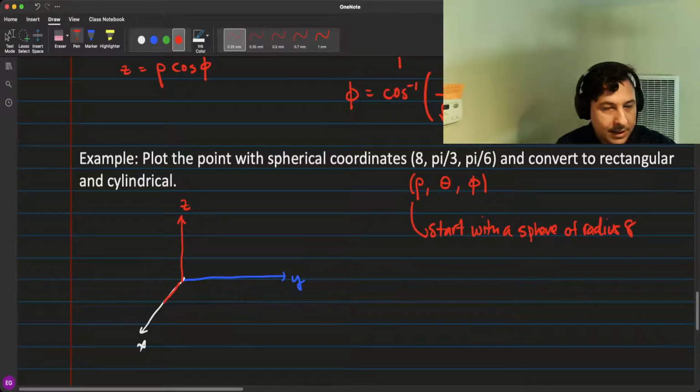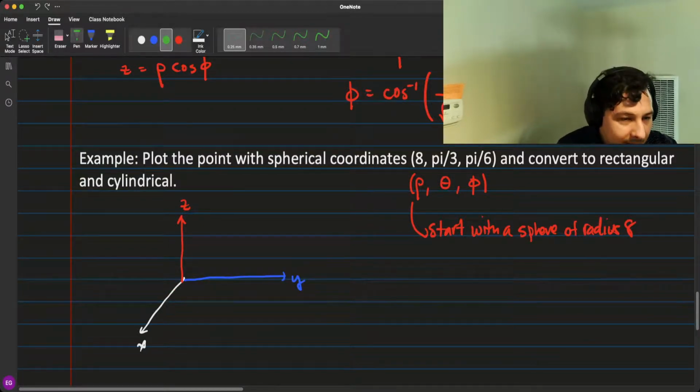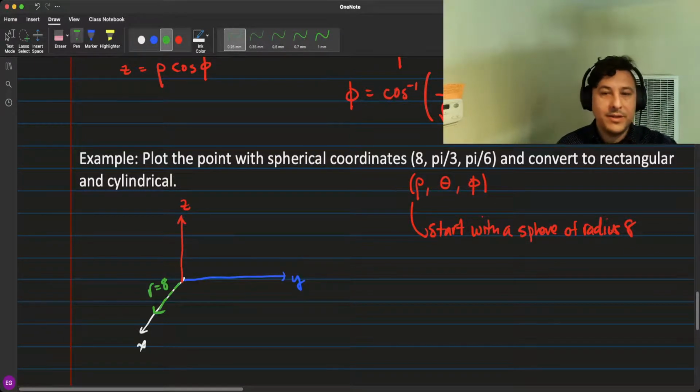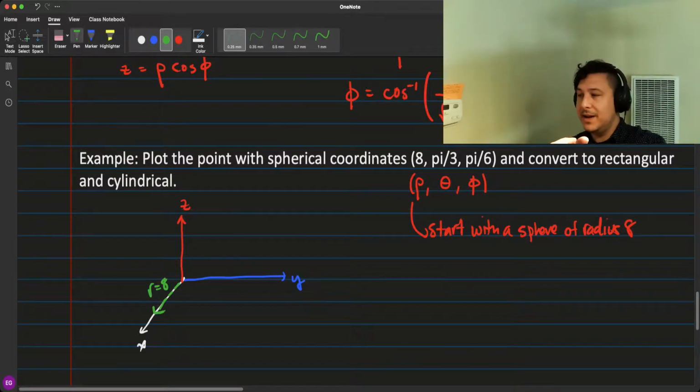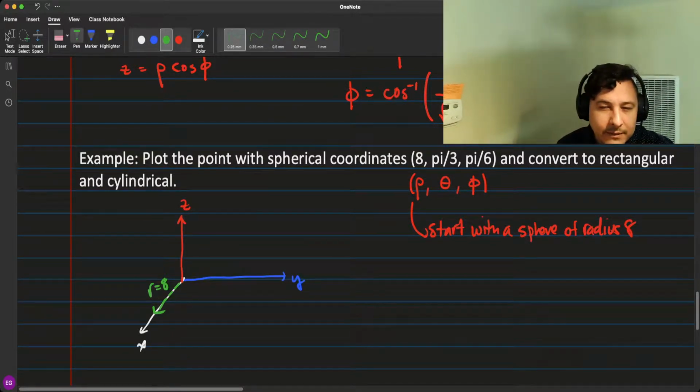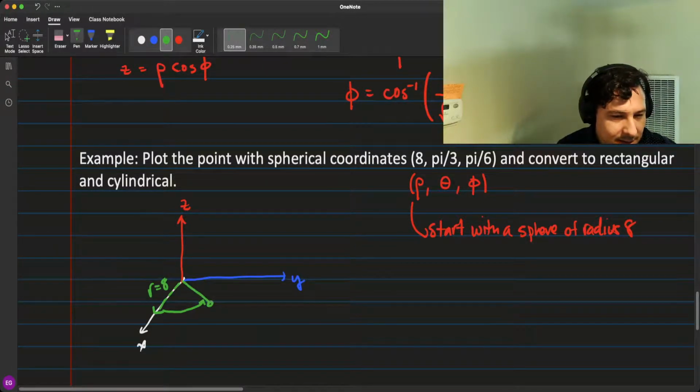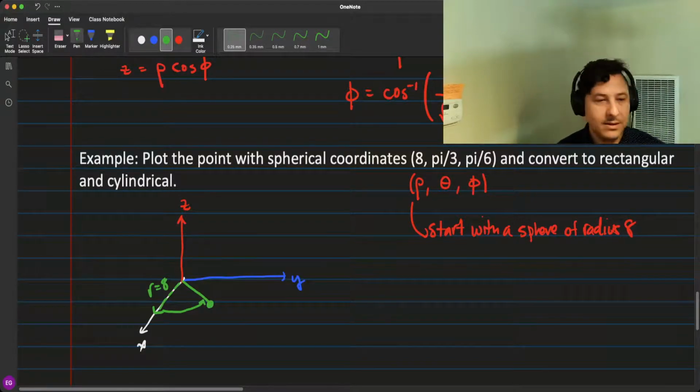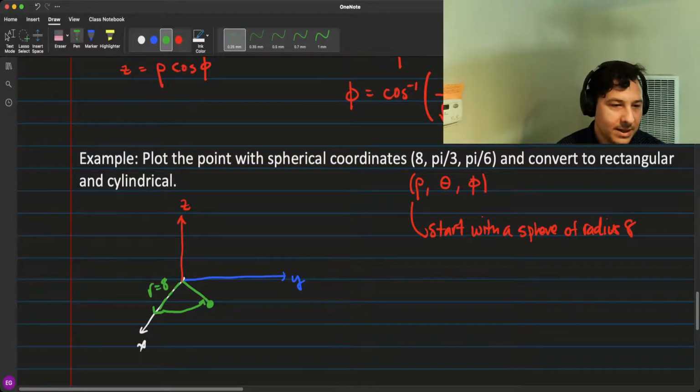So here, let's put on the x-axis. There's a radius here of 8. Now, theta tells you how much you're going to rotate that radius of 8. I'm going to rotate that radius pi over 3, which is 60 degrees. So I'm going to rotate, oops, I cannot draw today. I'm going to rotate this 60 degrees. So I get to this point right here on the xy plane. Right, and I've rotated by theta equals pi over 3.